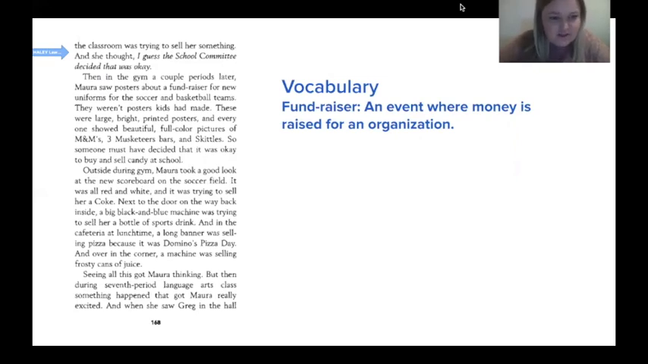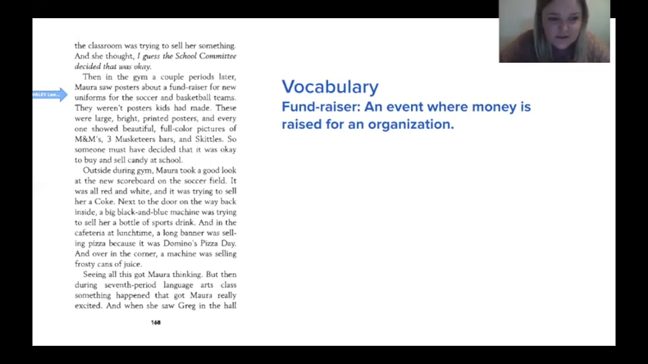Then in the gym, a couple of periods later, Mara saw posters about a fundraiser. And I know in our district, one of the fundraisers we do is that Major Saver card. It's like an event where money is raised, so you might raise it for your school. So fundraiser. Mara saw posters about a fundraiser for new uniforms for the soccer and basketball teams.